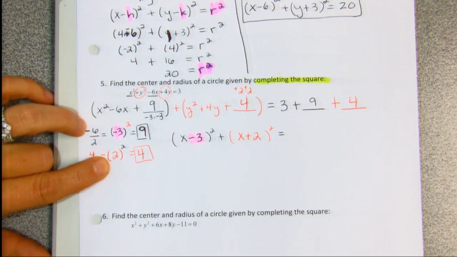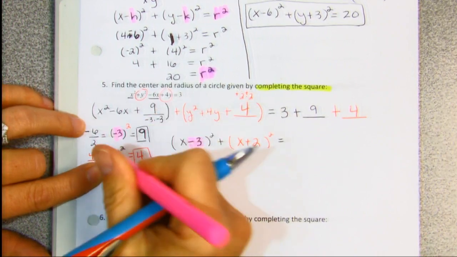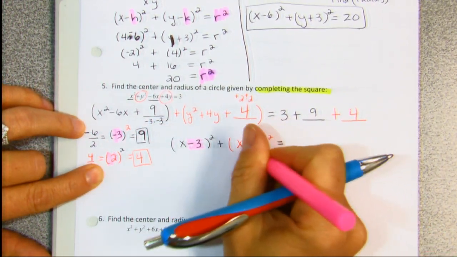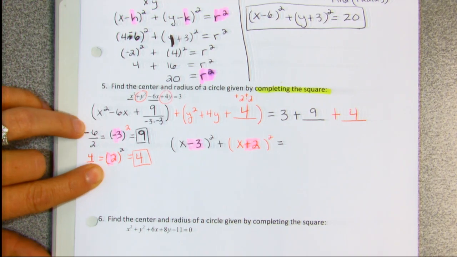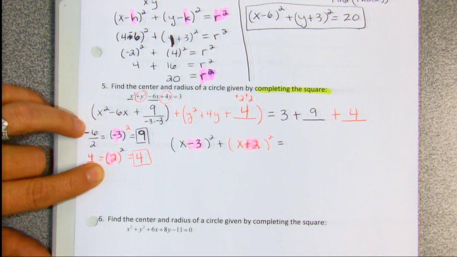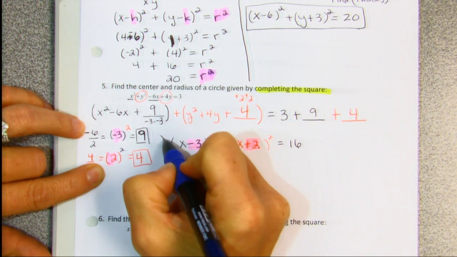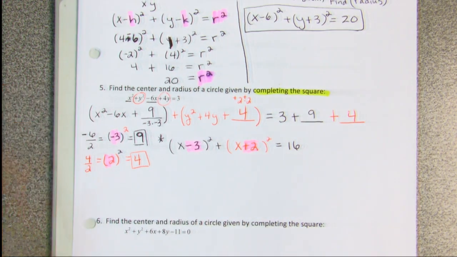Which again, this 2 is the same as that 2. Alright, so over here we can do some math. 3 plus 9 is 12, plus 4 is 16. So we have to get it in this form so we can find the center and the radius. So that's why we had to know how to complete the square, because maybe the polynomial is not really set up in the right form to do that.